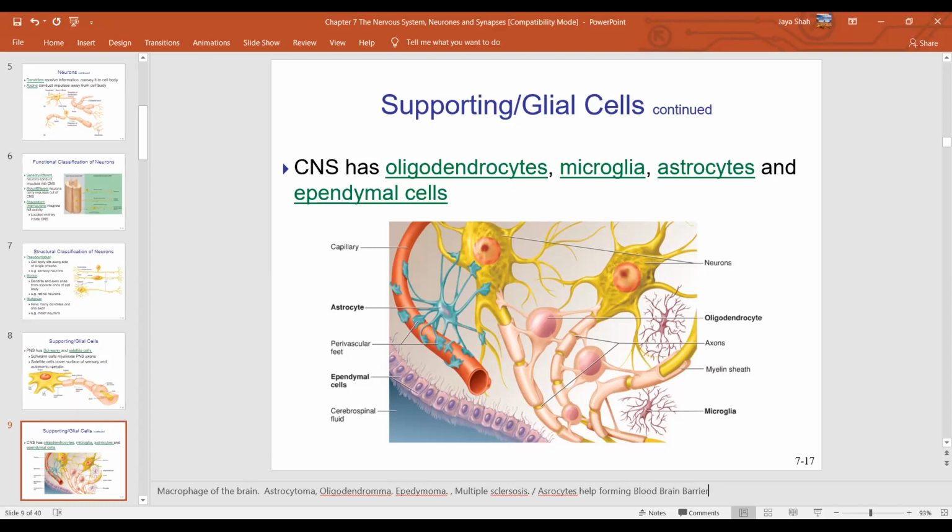you're going to see astrocytoma, oligodendroma, ependymoma. So astrocytoma means the tumor coming from astrocytes. Oligodendroma means the tumor coming from oligodendrocytes. Ependymoma means the tumor coming from ependymal cells. Is this because the supporting cells are just more common than neurons, and then they multiply more than neurons?